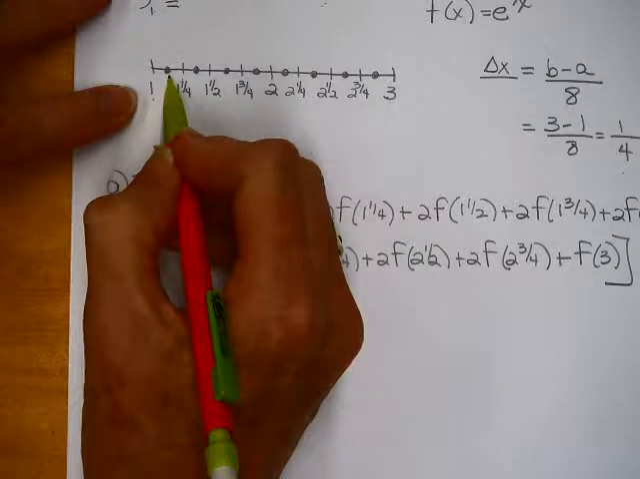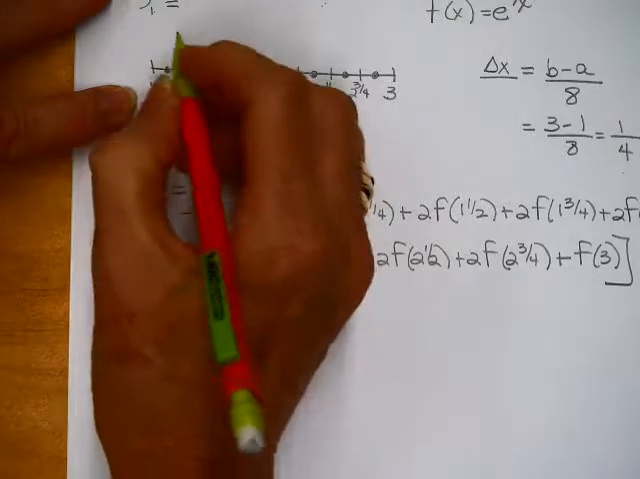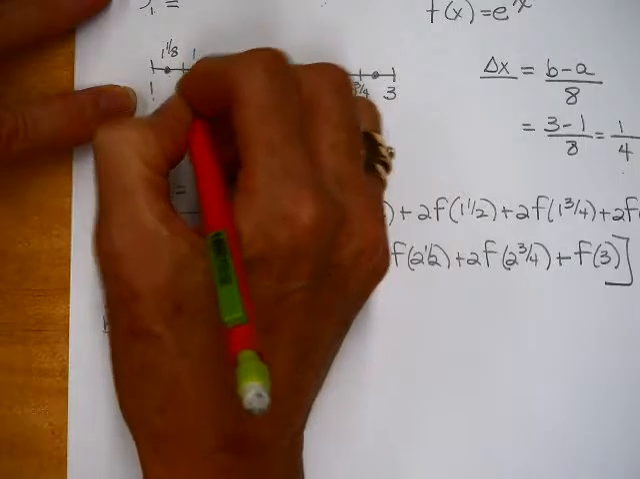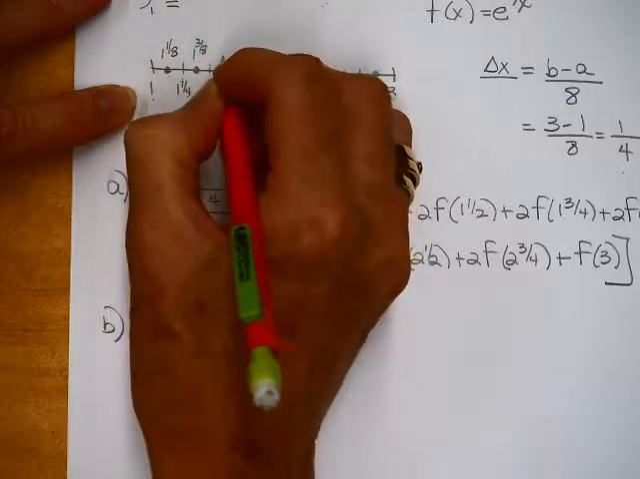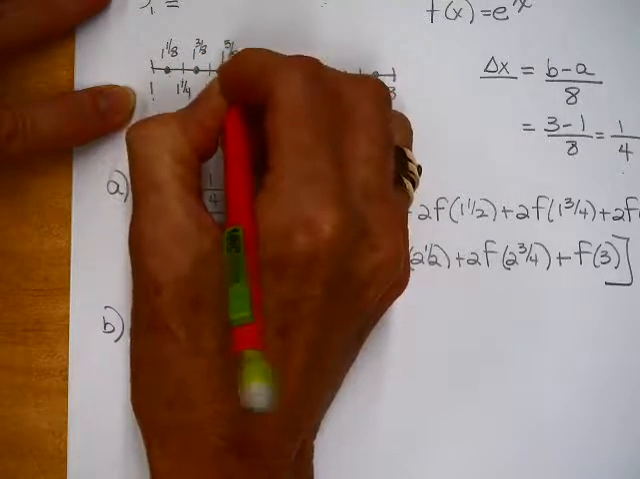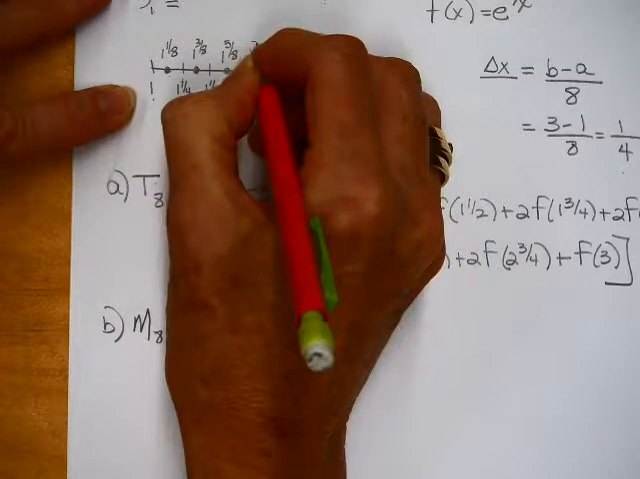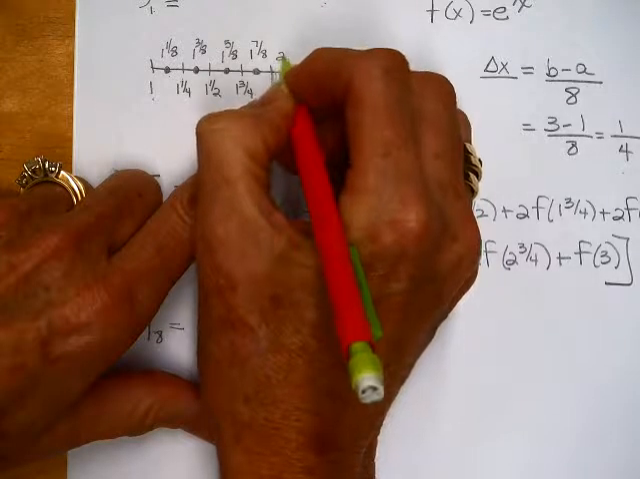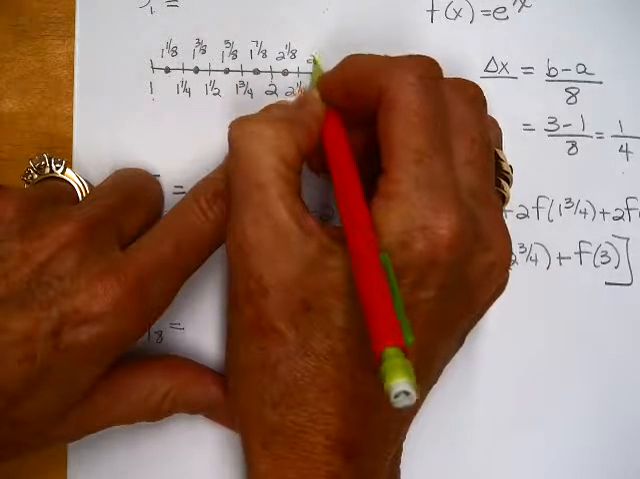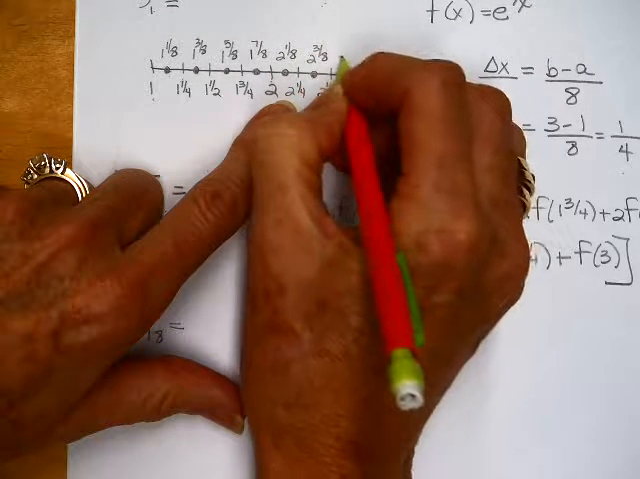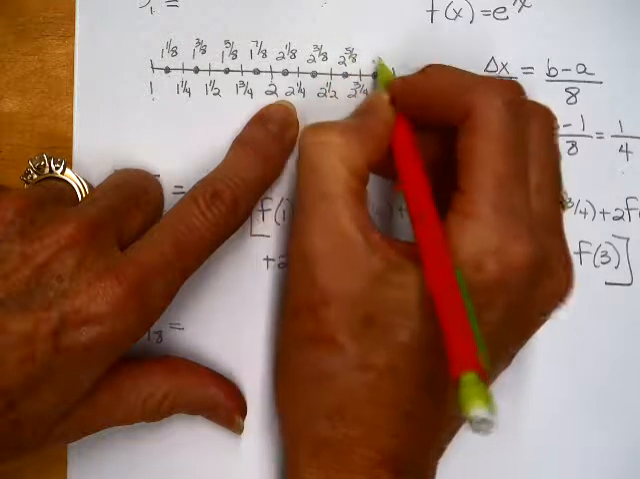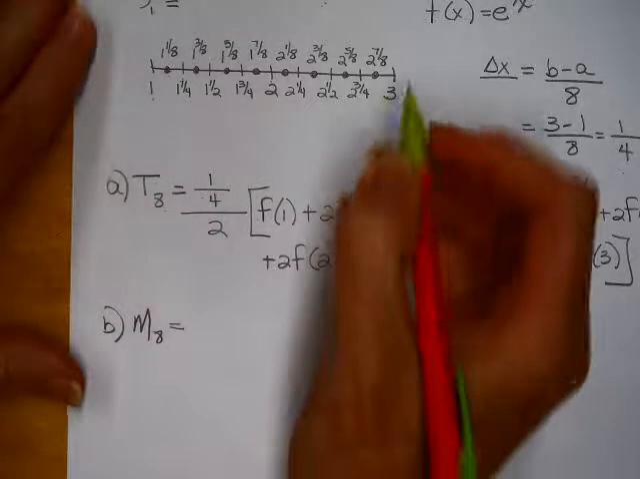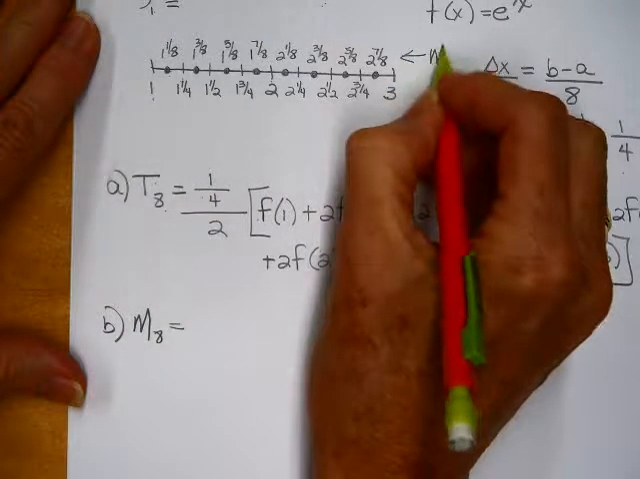So this one looks like this is going to be 1/8. So this is 1 and 1/8. This is 1 and 3/8. This would be 1 and 5/8. 1 and 7/8. That's 2. So then this would be 2 and 1/8. 2 and 3/8. 2 and 5/8. And then 2 and 7/8. These are for your midpoint.